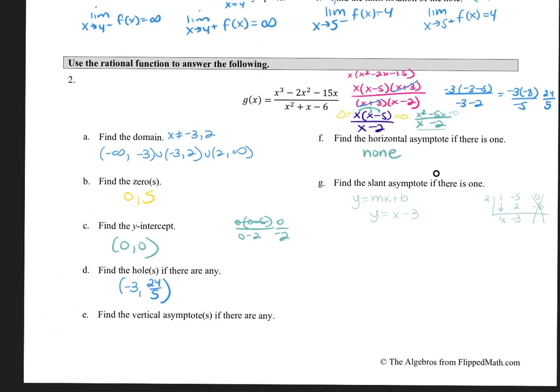And then on the bottom over here on the left, it says find your vertical asymptotes. That's after I cancel things out. I would set my denominator equal to 0. I get x equals 2.